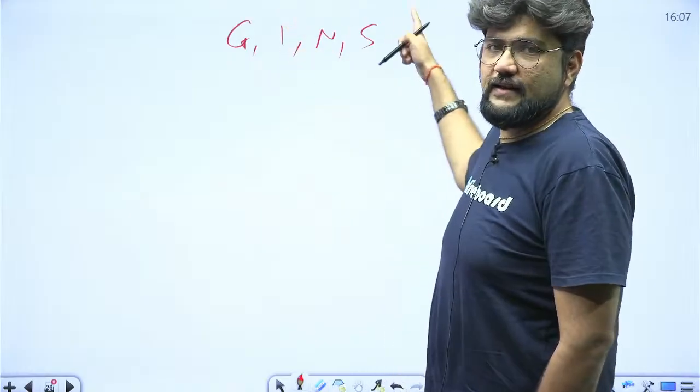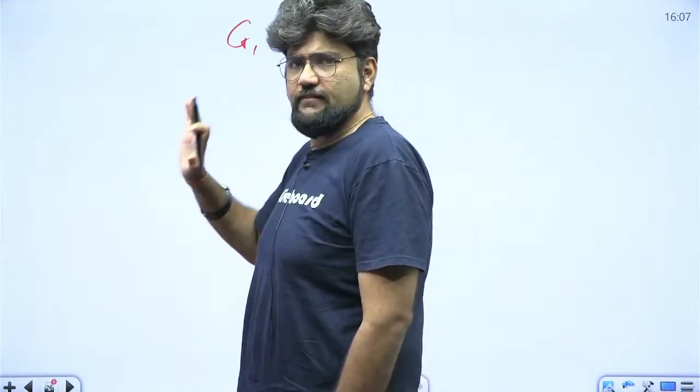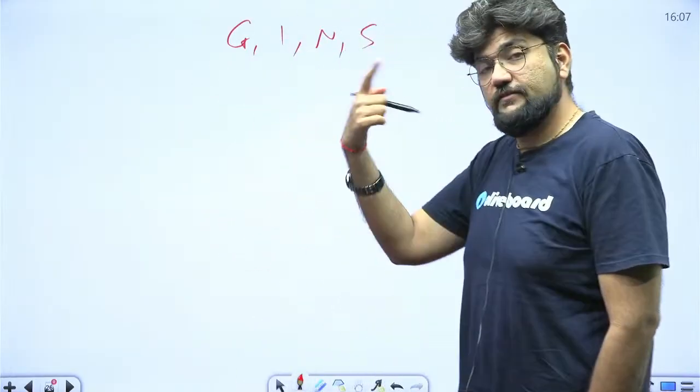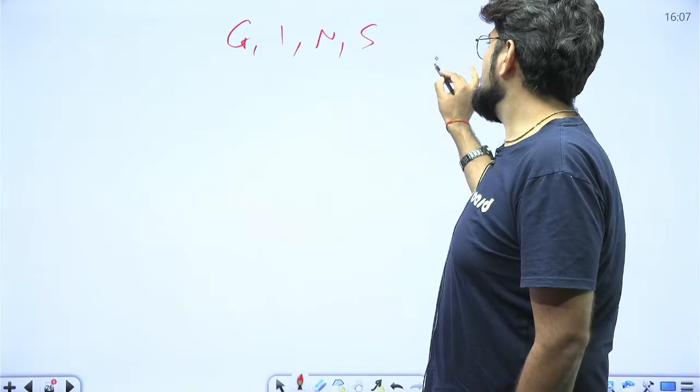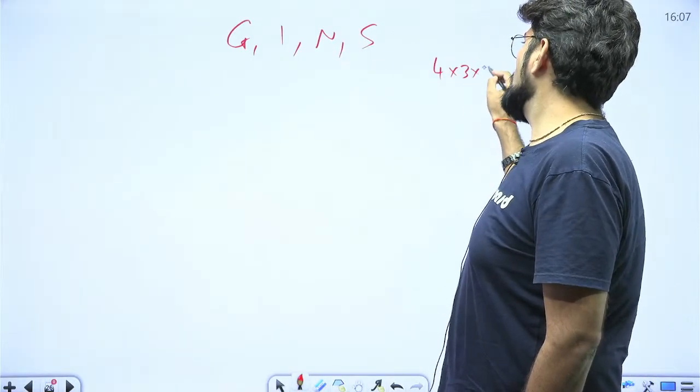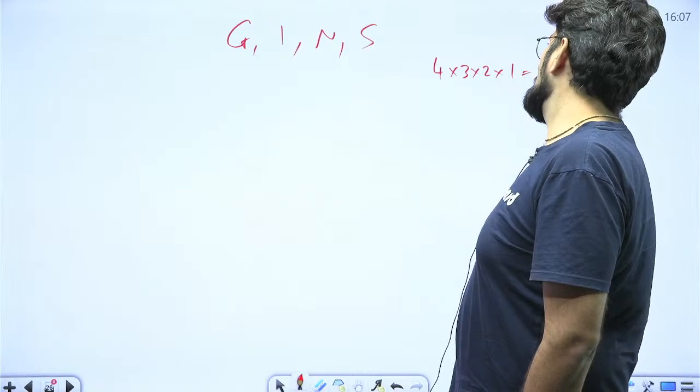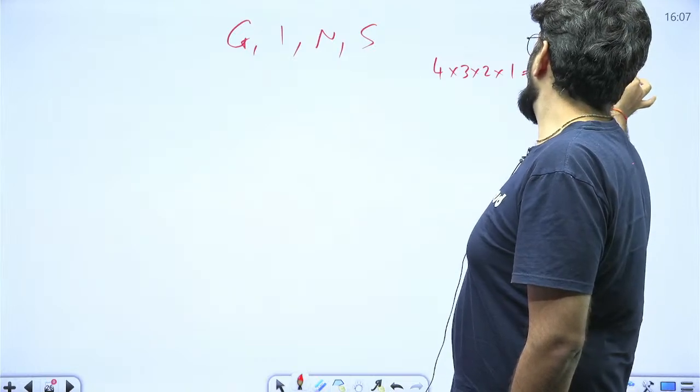How many letters are there? 4 letters. This mostly works very well for 4-letter words. If you increase even 1 letter, then it will go out of your hands. So with 4 letters, I will write it as 4 into 3 into 2 into 1. What is this? This is 4 factorial, that is, the answer is 24.